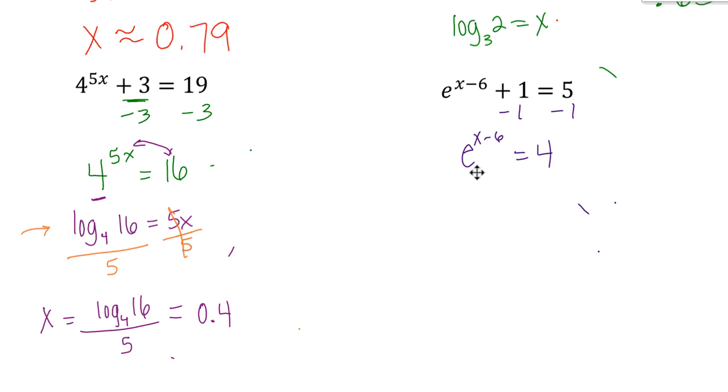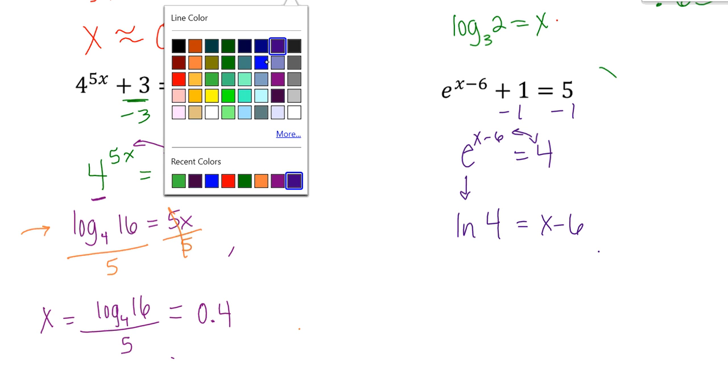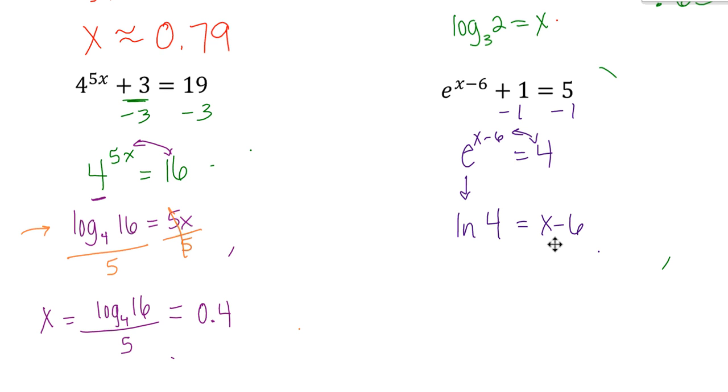Okay, easy ones. E becomes ln. These guys swap places. 4 goes inside the ln. X minus 6 comes out. Okay, ln of 4, we could boop, boop, boop that right now if you wanted to. Or you can add the 6 to both sides first.